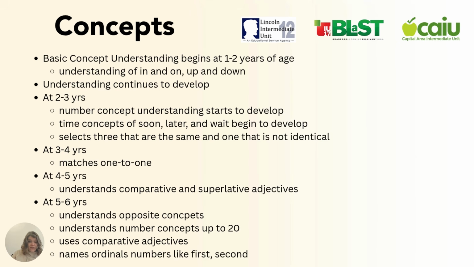And then at 5 to 6 years, we're seeing a lot really blossom. They're understanding those opposites, on, off, right? Top, bottom. Understanding number concepts up to 20. Understanding comparative adjectives. And they're showing understanding of those ordinal numbers like first, second, third. So think about that. That's all by the age of 6.